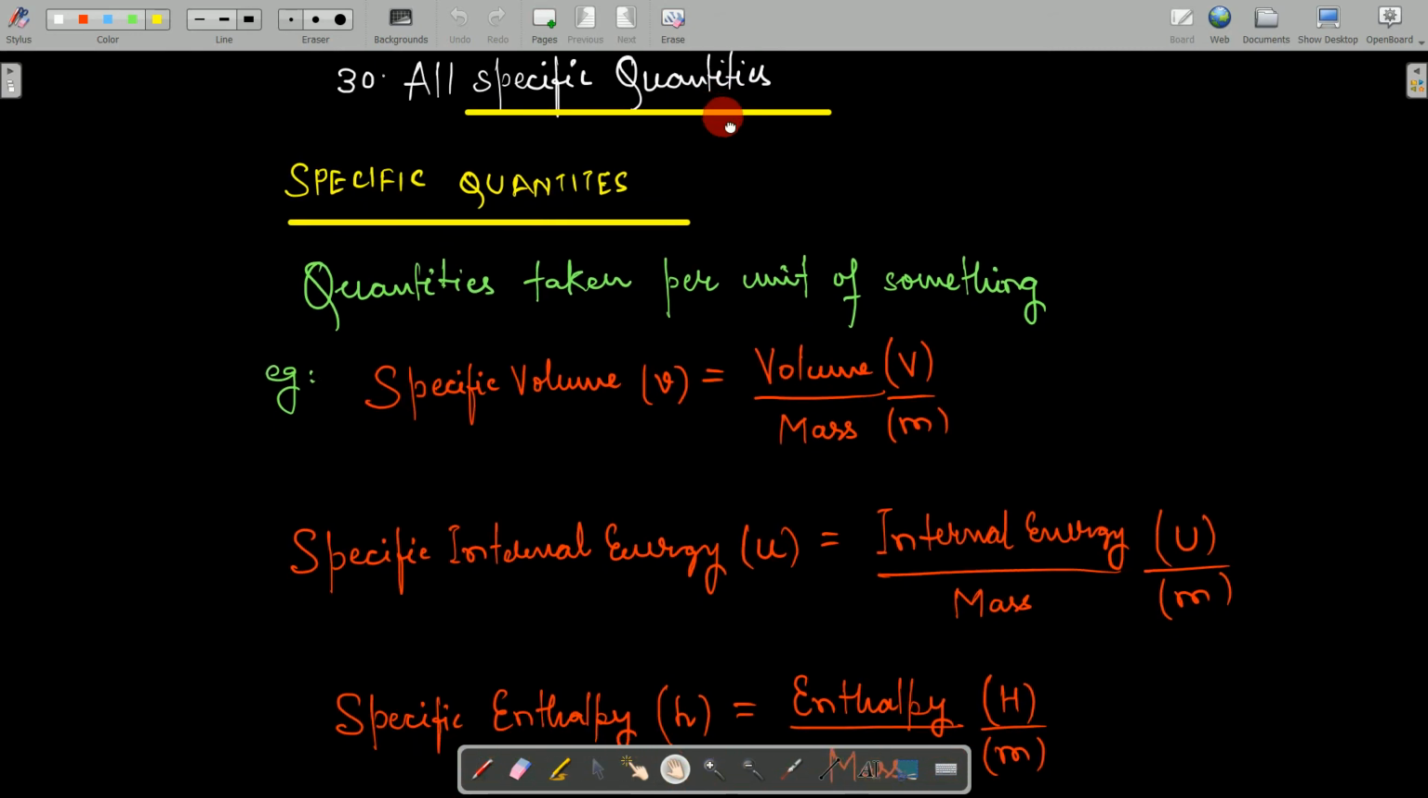So what are specific quantities? The quantities which are taken per unit of something. It could be per unit mass, per unit weight, per unit length, anything. Just like an example here, we have specific volume, which is volume per unit mass. And one thing more: these specific quantities are represented with small letters. So here we have volume, which is shown with capital V, and specific volume is shown with small v.